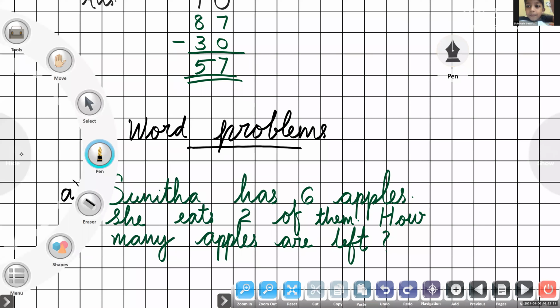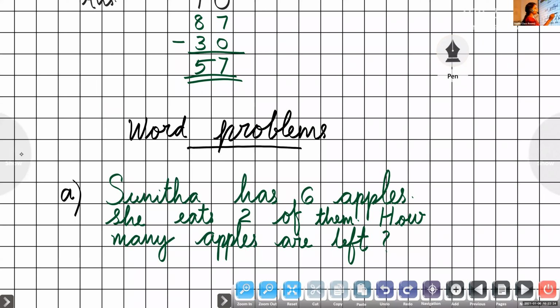Four apples. Correct answer. Sunida has six apples, so we can round the number six. And she eats, how many of them she eats? Two of them. The word left is related to subtraction. Sunida has 6 apples. She eats 2 of them. How many apples are left?